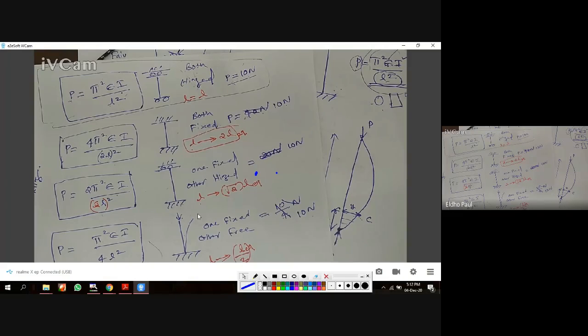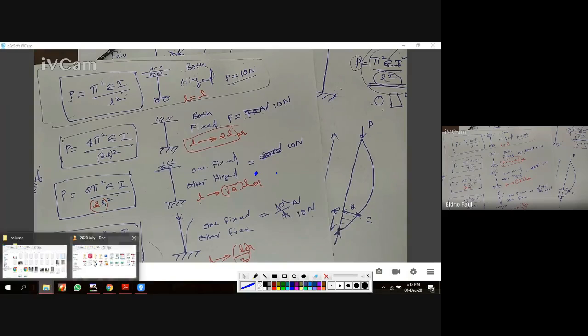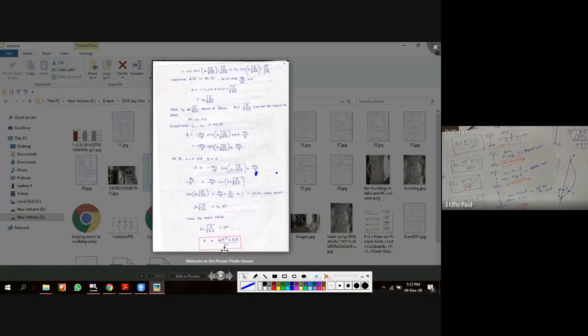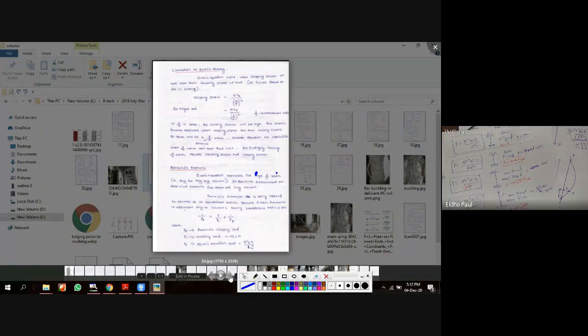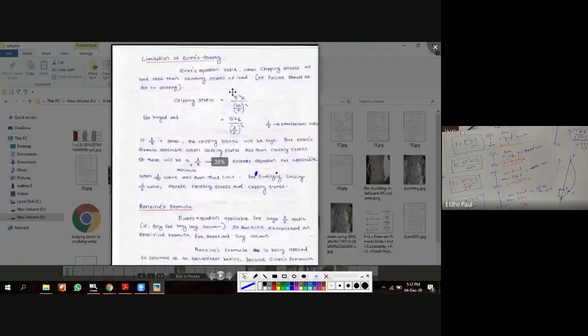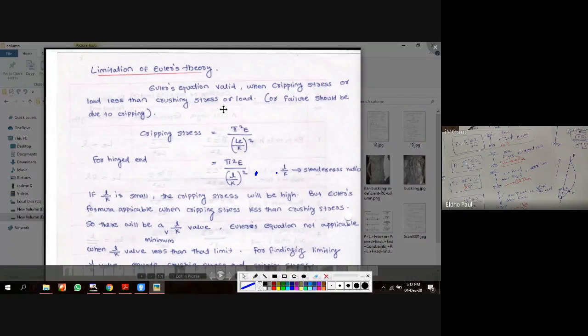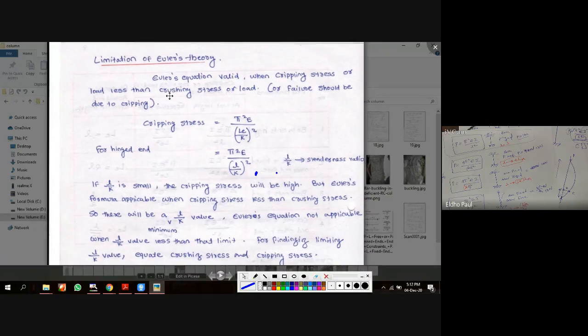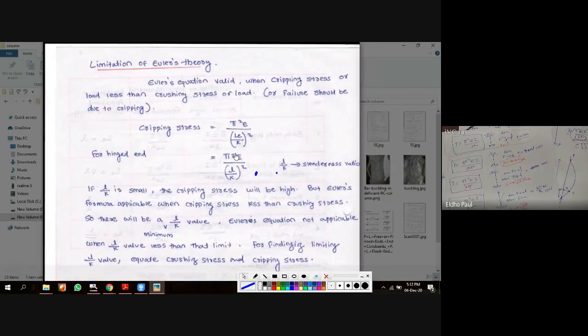So this is about equivalent length. The last topic is this one, Rankine's formula. So limitations of Euler's equation. The main limitation of the Euler's equation is this one. We can only apply the Euler's equation for long column. We cannot use this Euler's equation for short column. So that is the main limitation of the Euler's equation.